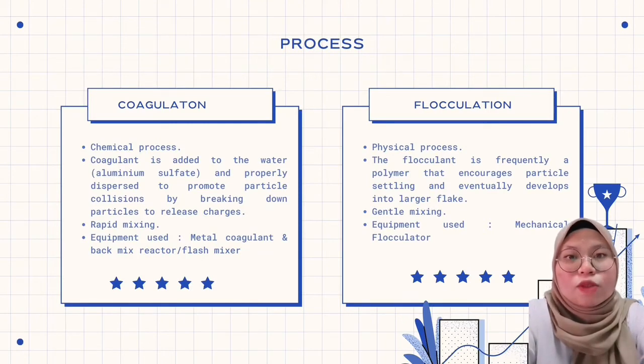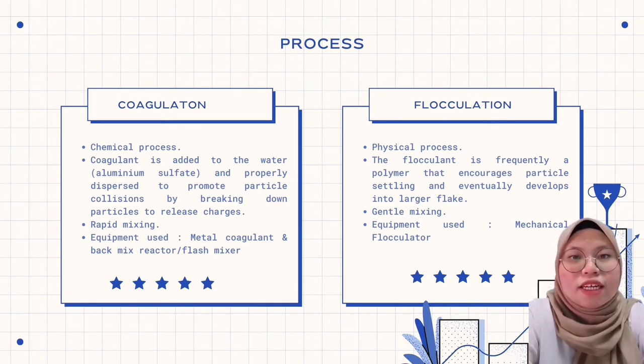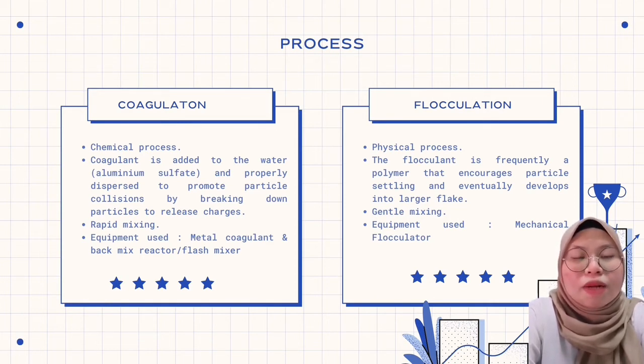Moving on to the next slide, which is the coagulation and flocculation process. Coagulation itself is a chemical process. The coagulant, which is aluminum sulfate, is added into the water and properly dispersed to promote particle collisions by breaking the particles to release charges, using a rapid mixing method.